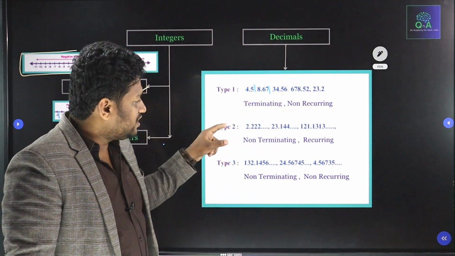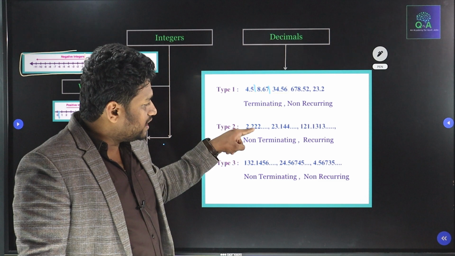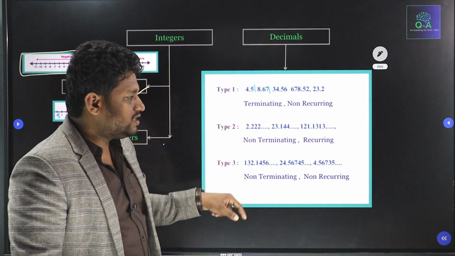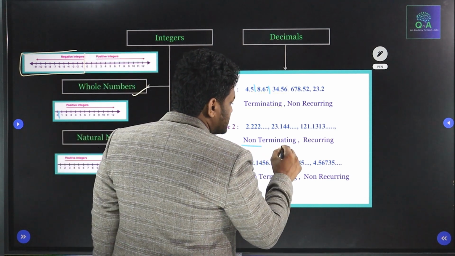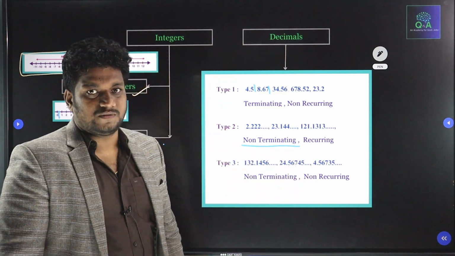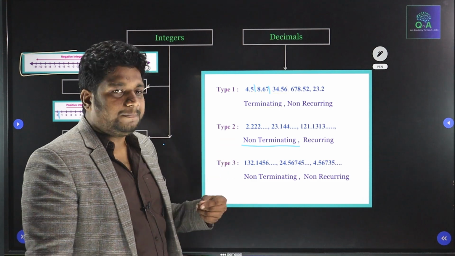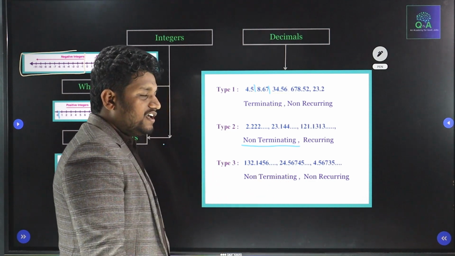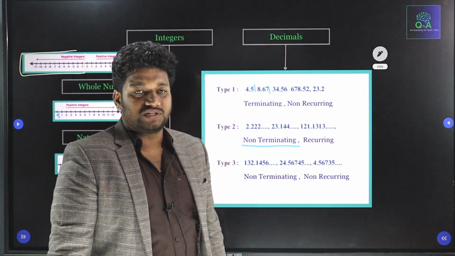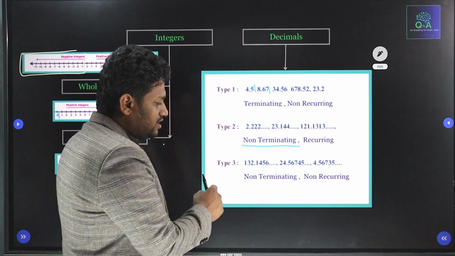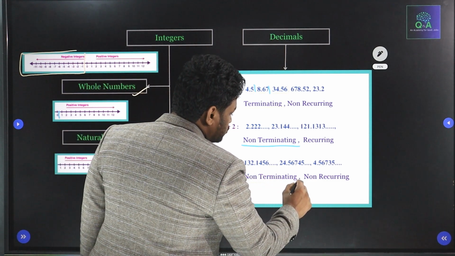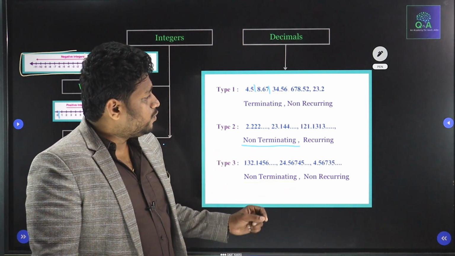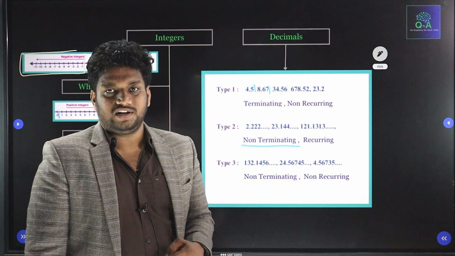But if you observe type 2, there are no terminating decimals because the 2 is repeating continuously. Such decimals are called non-terminating decimals. In the same way, in type 3 also there is no end. Everywhere we have seen "and so on" many times. If there is "and so on" here, then these types of decimals are considered non-terminating decimals. Now, what are recurring decimals?